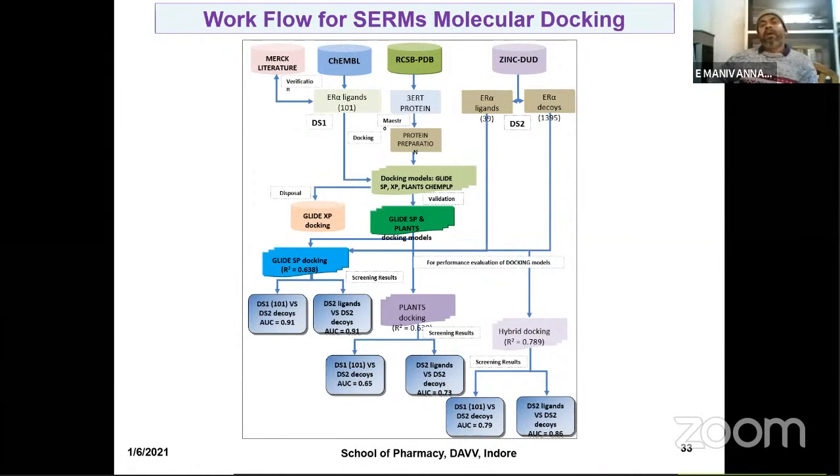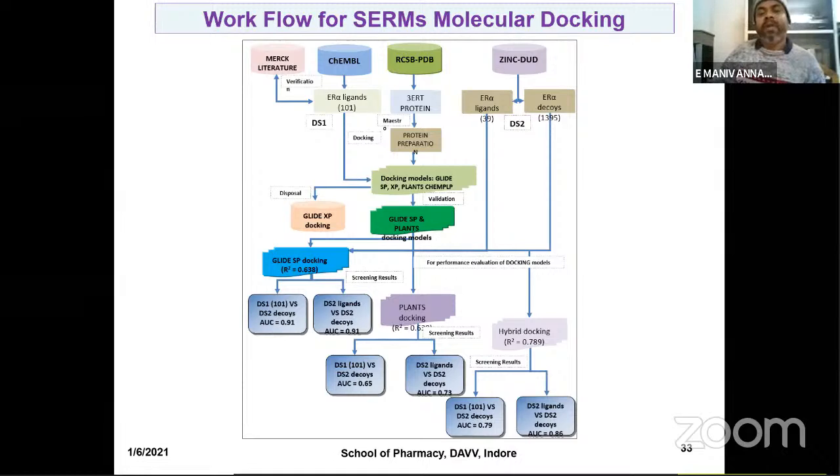Next, the workflow for the molecular docking based virtual screening approach. The same dataset 1 and dataset 2 were used for molecular docking. The ChEMBL dataset ligands were collected from ChEMBL and ZINC decoys. Here the target structure is taken from the Protein Data Bank. 3ERT is the Protein Data Bank ID of this protein.